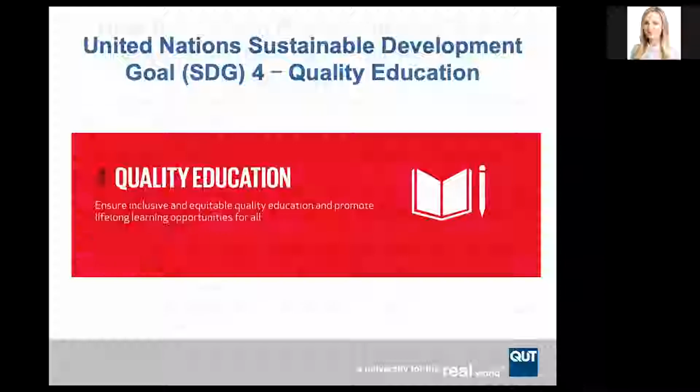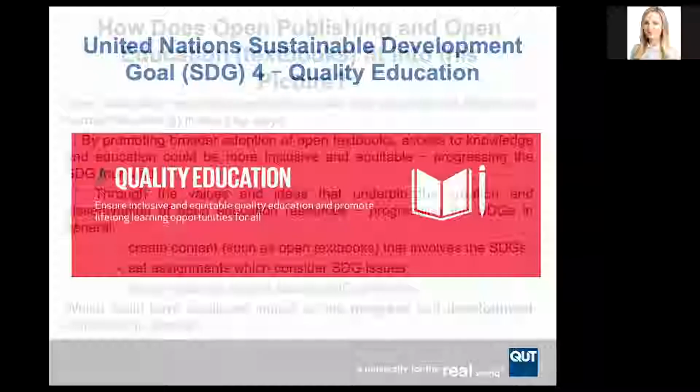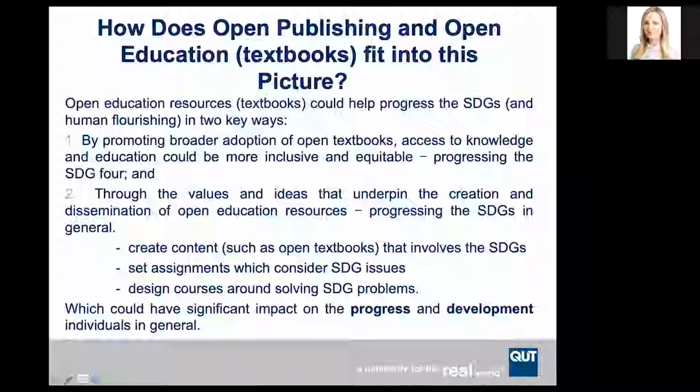So how does open publishing and open education of textbooks fit into this picture? On a very basic level, if open education resources, and specifically textbooks, were more readily adopted, access to knowledge and education would be more inclusive and equitable. That's simply by allowing content to reach places it might not have reached before. A very specific example of this is that a textbook is free. It's generally available in multiple formats, some of which are tailored to specific devices such as mobile phone access, and has the ability to be shared, remixed, and revised. There is potential for more people to access the content. In this sense, open education resources, and specifically open textbooks, have the potential to be a vehicle to progress Sustainable Development Goal number 4, just in terms of providing access to educational content.